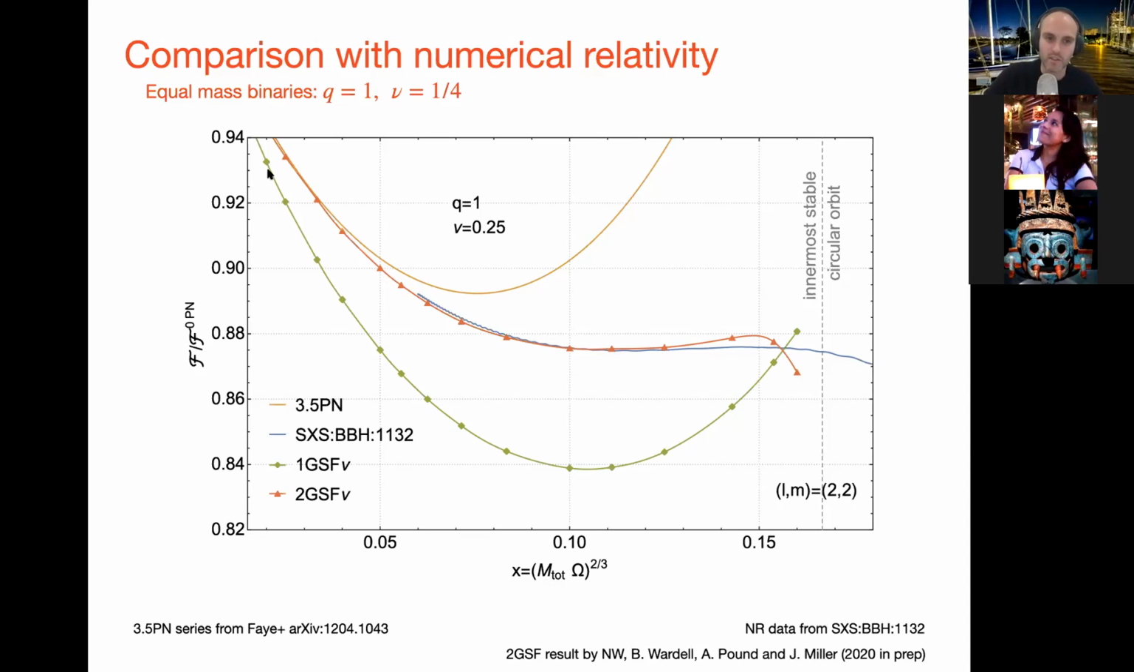Again, you can see the first order result is not very good. That's the green curve. But our second order result, while there is now a small discrepancy, agrees surprisingly well with the numerical relativity result. So the two black holes are the same size, modeled with black hole perturbation theory, and you can see how close the red curve is to the numerical relativity data. We really wouldn't expect it to work here at all, but even there, it does seem to do surprisingly well.